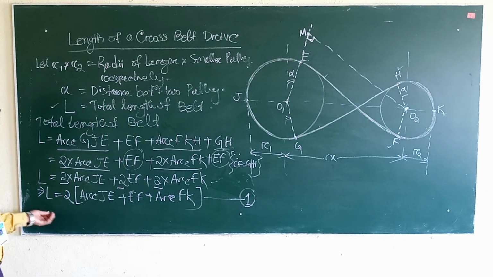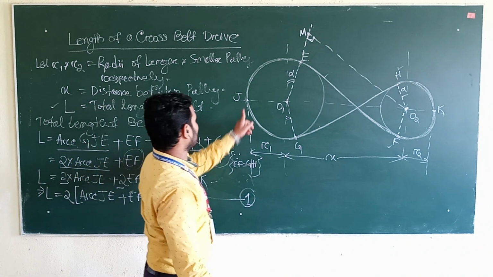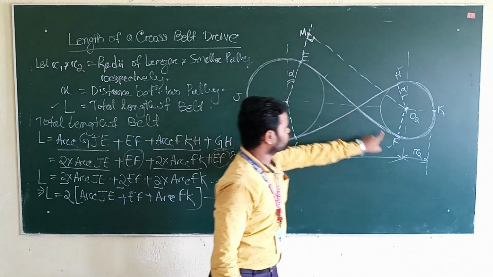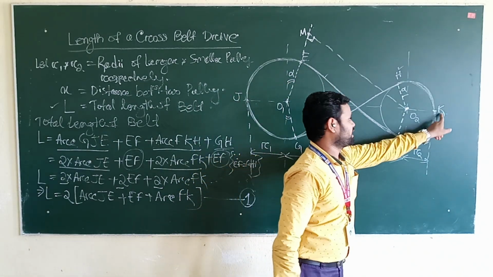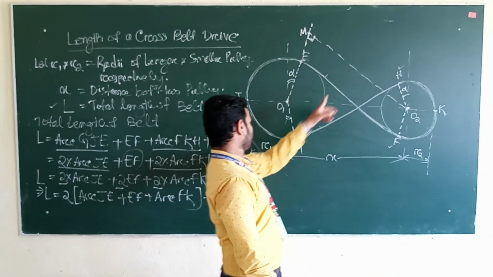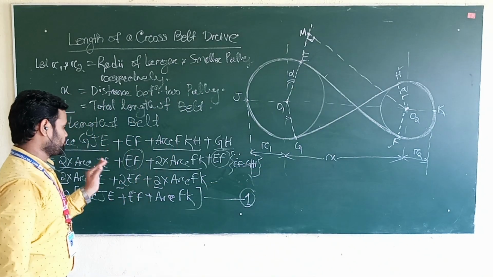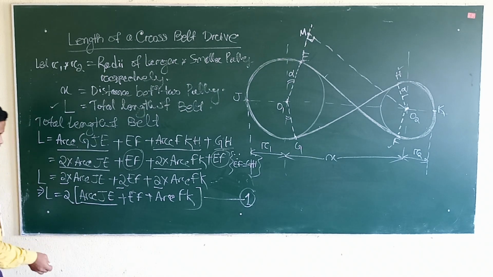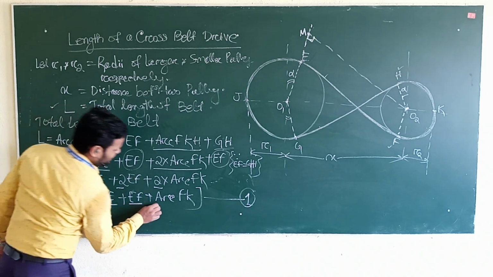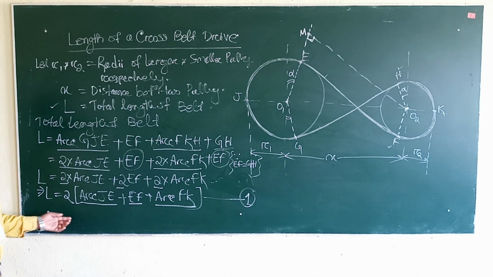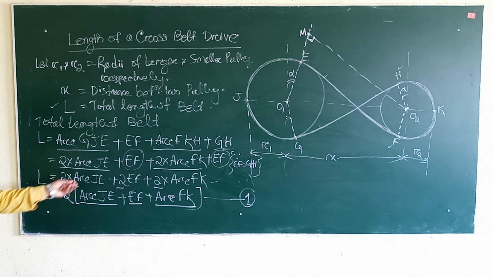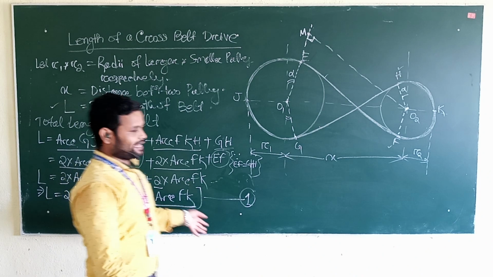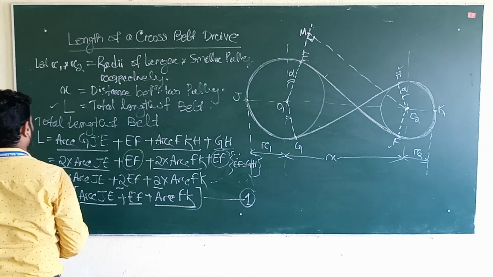So what is equation 1? Total length of the cross belt drive L equals twice of arc JE plus twice of EF plus twice of arc FK. This is the half, and if you multiply by 2, it will complete the length of the belt. Make a note of this. Then we will calculate each term, that means the arc JE value, EF value, and arc FK value. After calculating these three values, we will put them in equation 1 so that we get the length of the cross belt drive. So make a note.